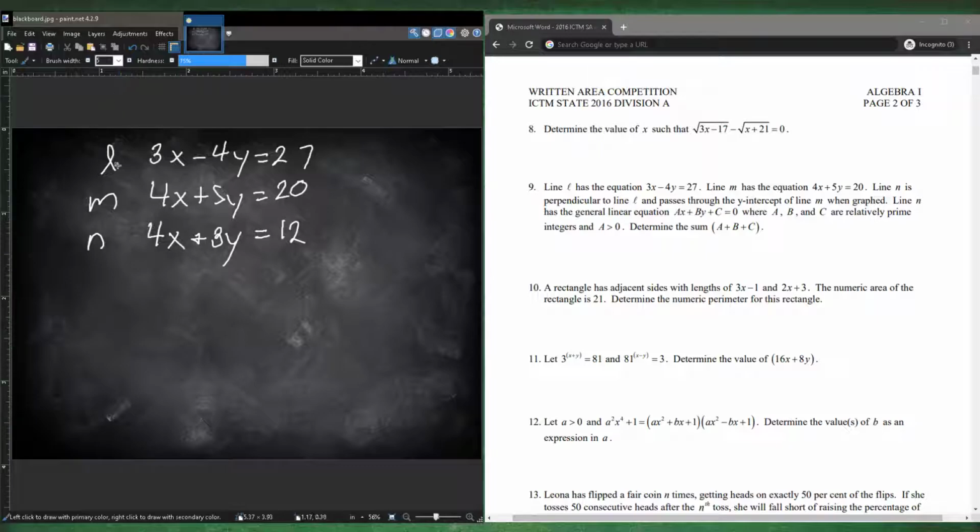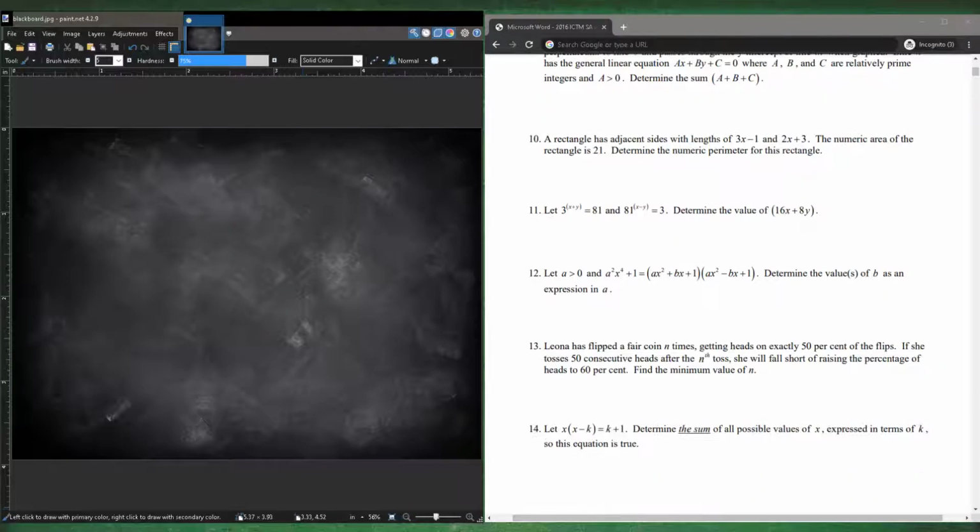Okay. So then line N has a general equation of ax plus by plus c. So we got to rewrite it as 4x plus 3y minus 12 is equal to 0. So they're all relatively prime, and a is bigger than 0, positive. So add them together. So that's 7 minus 12, negative 5. And that's your answer for number 9.